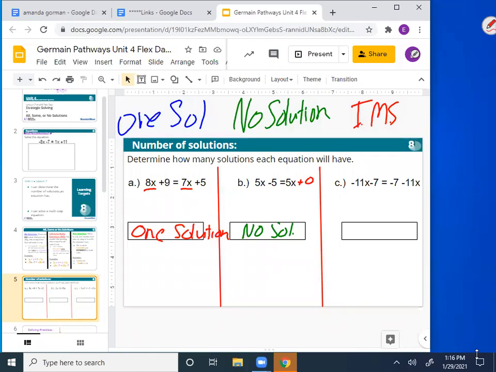Okay, so what are we thinking about for the type of solution for the last one? Avery, what are you thinking? Infinitely many, you said? Why do you think that? Because both of the constants are the exact same. They're the same numbers on each of the equal signs, just in different order. Very good. So our variables are the same, negative 11x, and our constants are the same, negative 7. So we're going to say this guy has infinitely many solutions. Nice job.